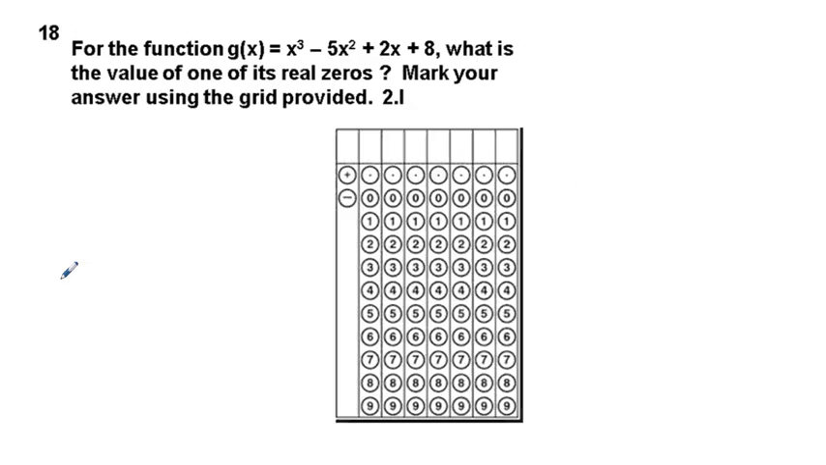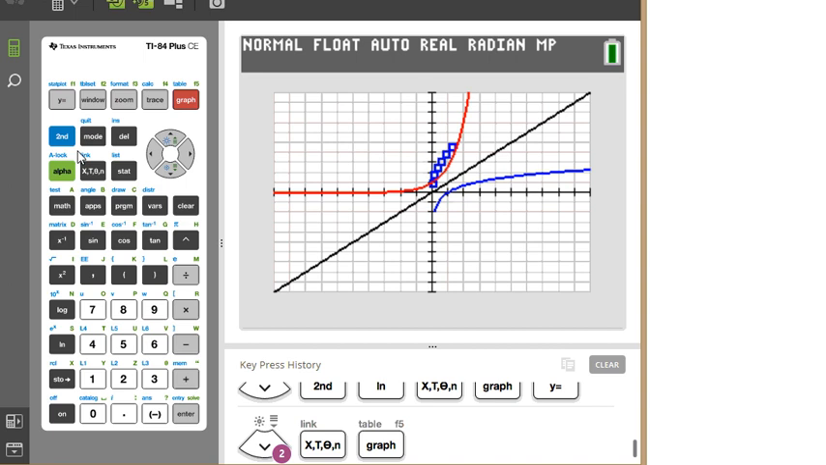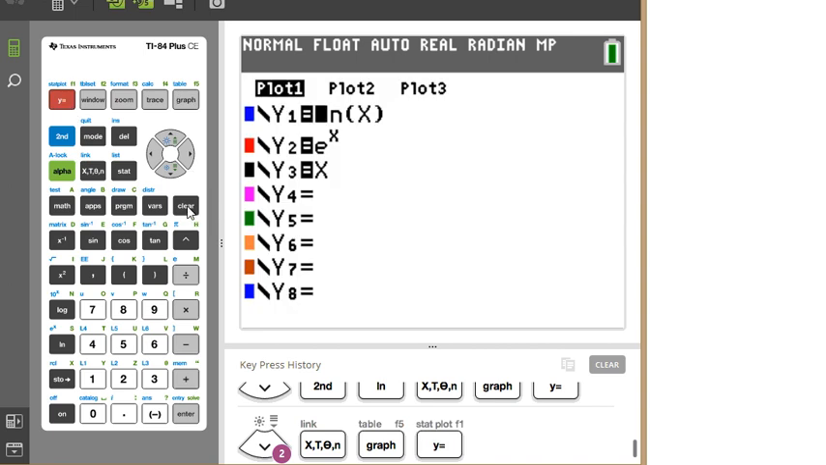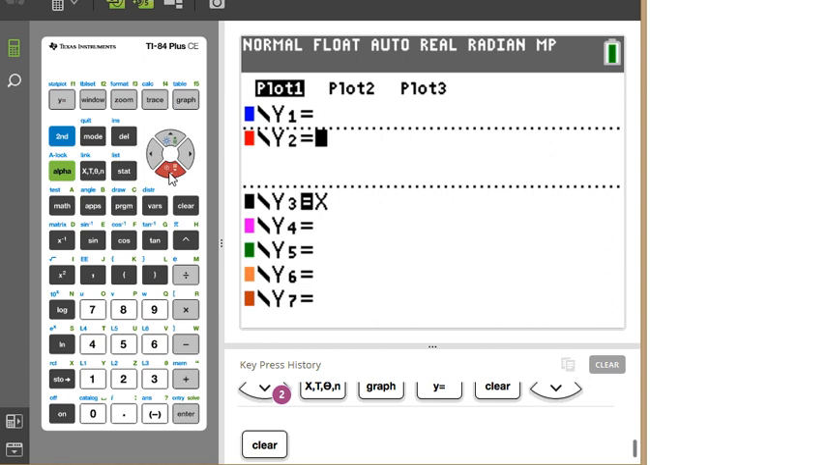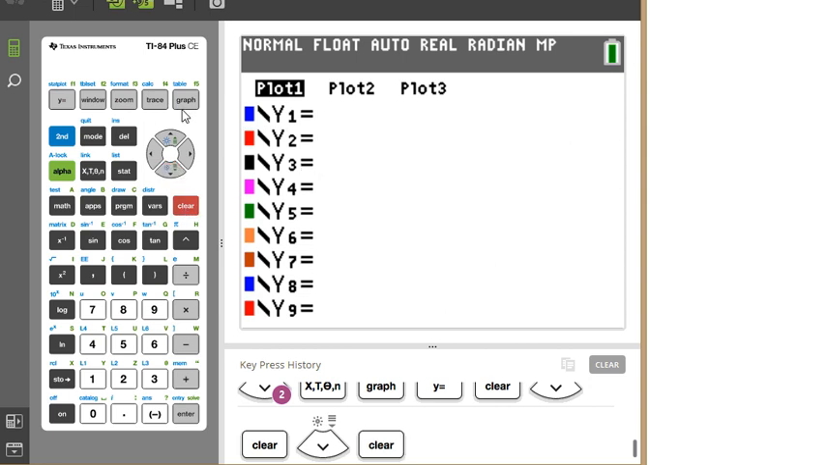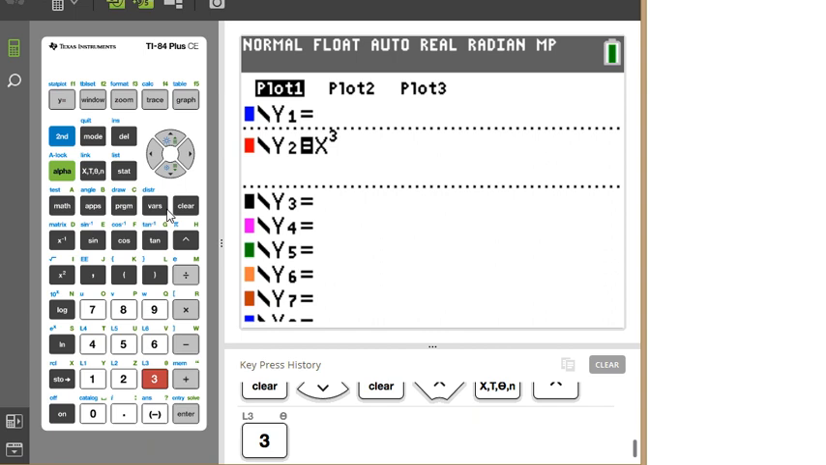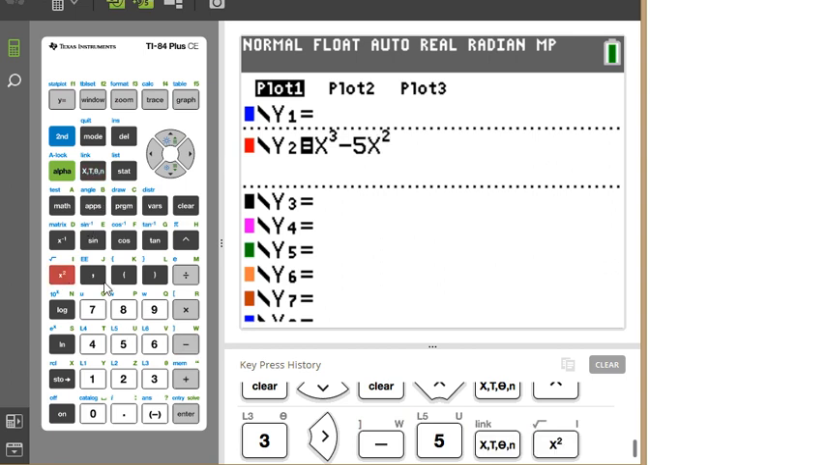All right. 18. For the function g of x equals x cubed minus 5x squared plus 2x plus 8, what is the value of one of its real zeros? And I did instruct the class that there's the possibility of more than one correct answer on this one. Well, what I'm going to do is go and enter that function, which is going to be x cubed, and it's going to be minus 5x squared plus 2x plus 8.